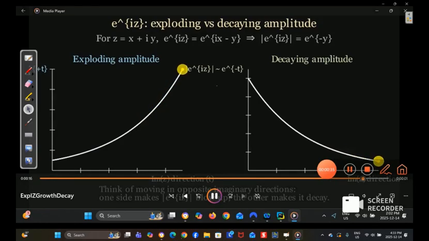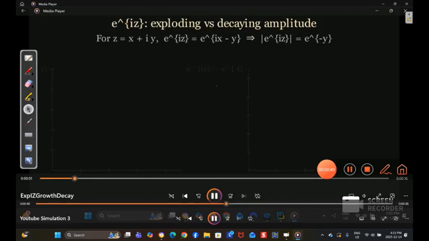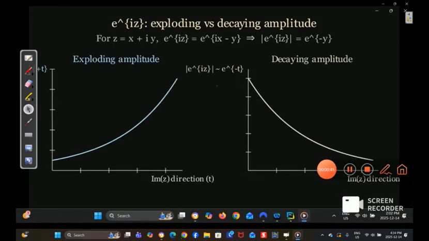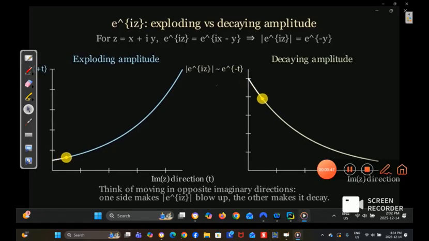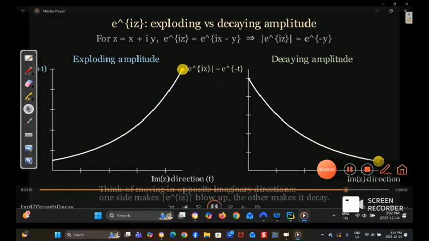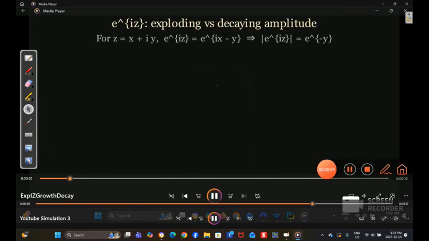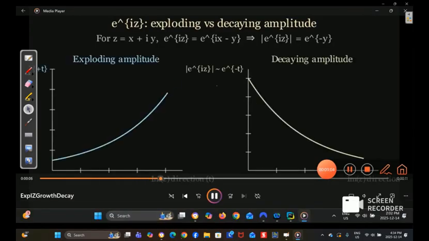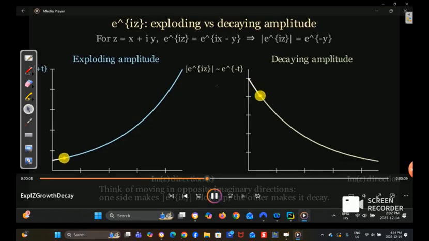Based on the trajectory of the contour. What I mean by that is exactly what it says here at the bottom of my simulation that I made. Pay attention. Think of moving in opposite imaginary directions. One side makes, let's say another example, e to the i z. That's another integral that's common that you may be asked to integrate. If you have e to the i z, it will blow up. The other makes it decay.